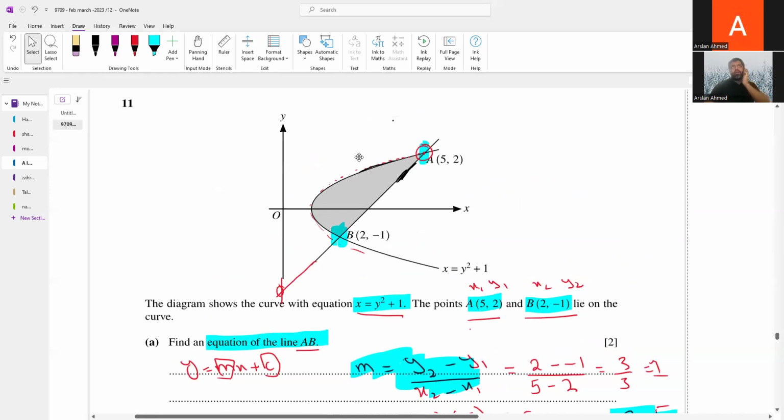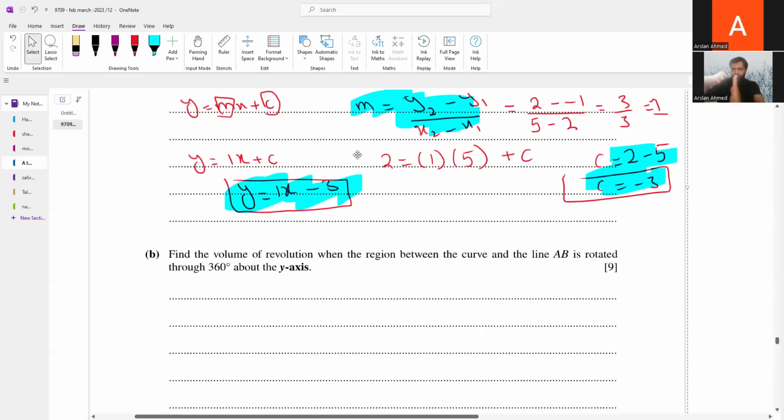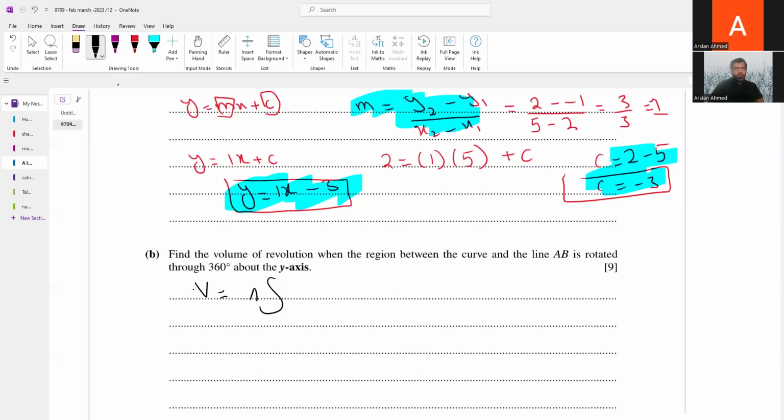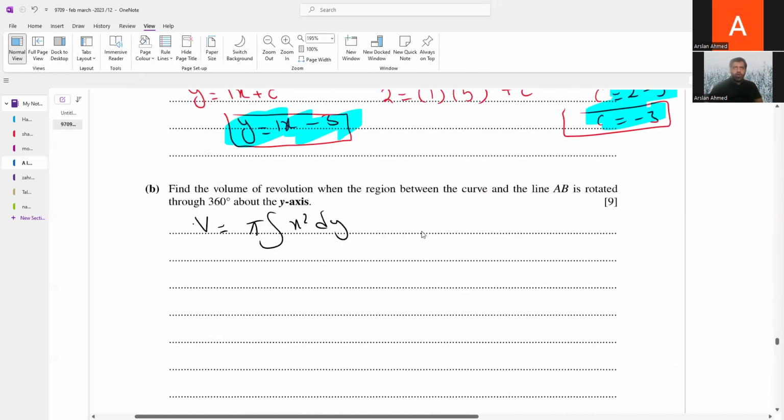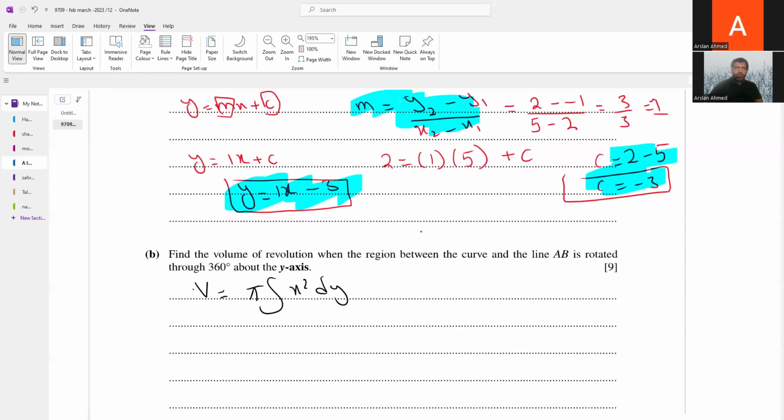Now we would be rotating the curve around the y-axis to find its volume. I already told you that it is going to make a circle. So around the y-axis, volume is equal to the integral of pi x squared dy, because we are going to rotate it around the y-axis. Now, what are the values of x and y? These are in this equation. One value of x and the other value of x.